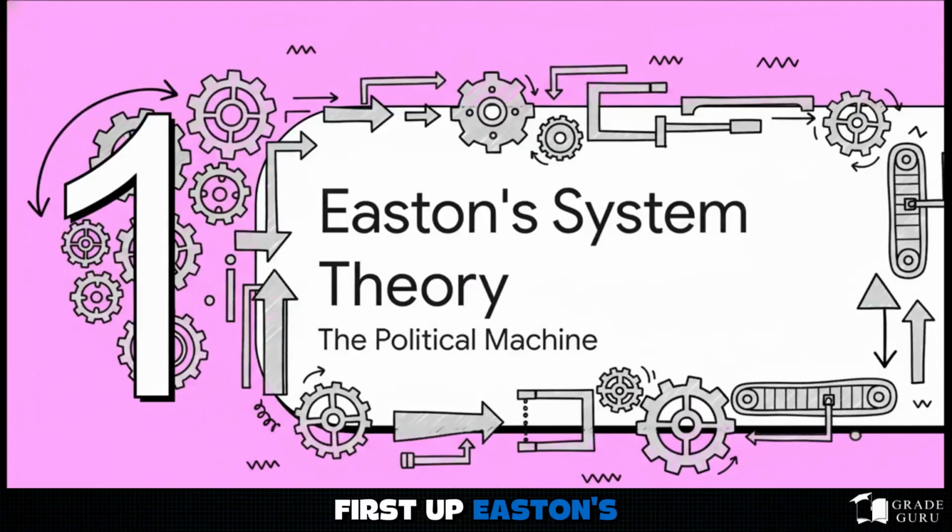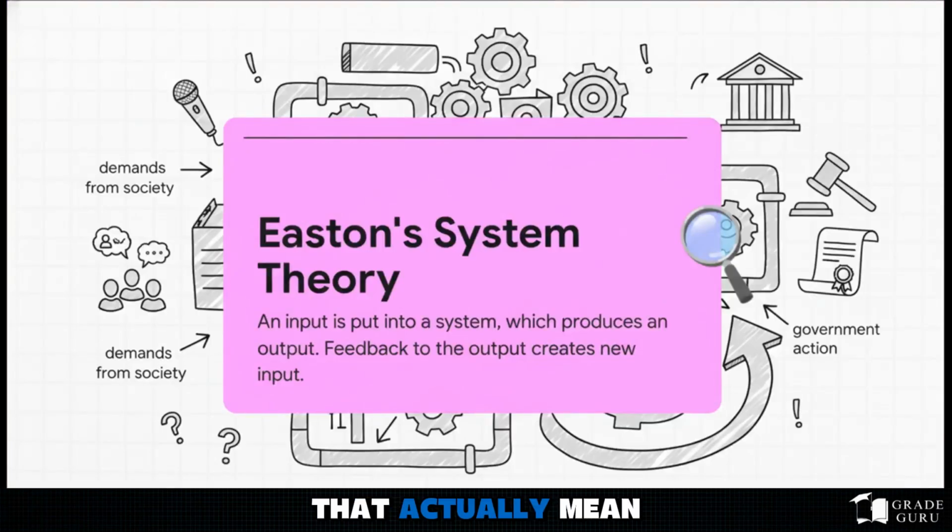Okay, first up, Easton's system theory. Think of it like a political machine. It's a foundational model that sees politics as this continuous, predictable cycle, not just a bunch of random events. So, what does that actually mean? At its core, it's a really simple but powerful idea. The system takes in inputs, demands and support from the public, and processes them to create outputs, which are policies and laws. And then those outputs circle back and create feedback.